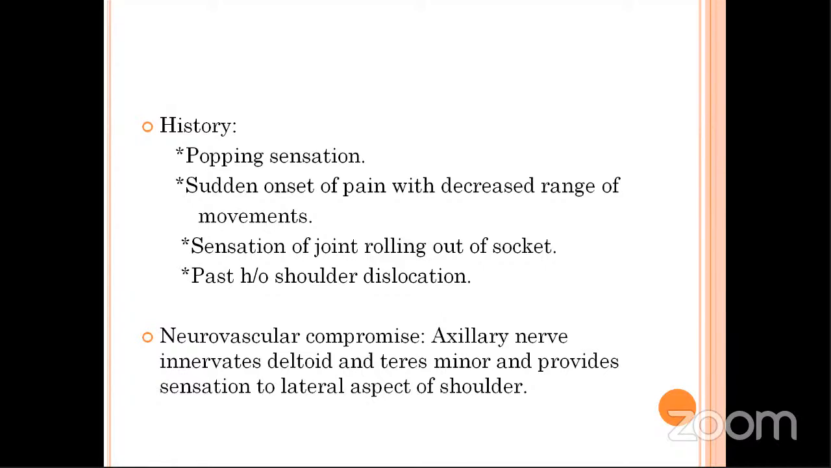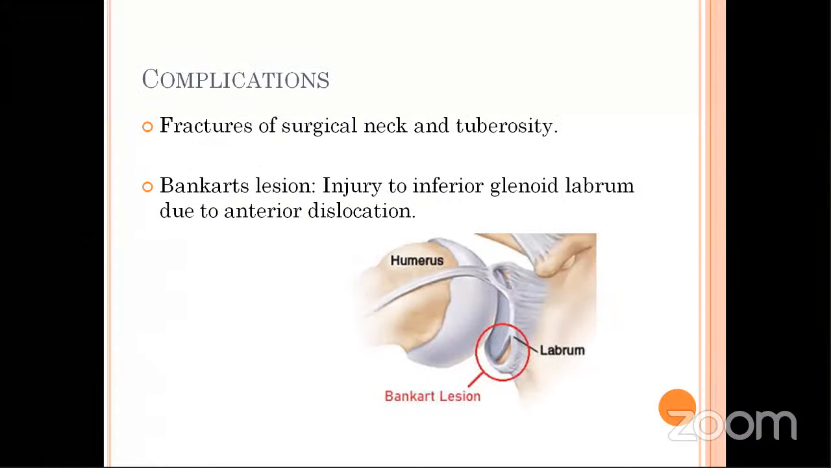And you have to look for neurovascular compromise. The axillary nerve innervates the deltoid and teres minor, and it provides sensation to the lateral aspect of the shoulder. So during examination, this should also be kept in mind.